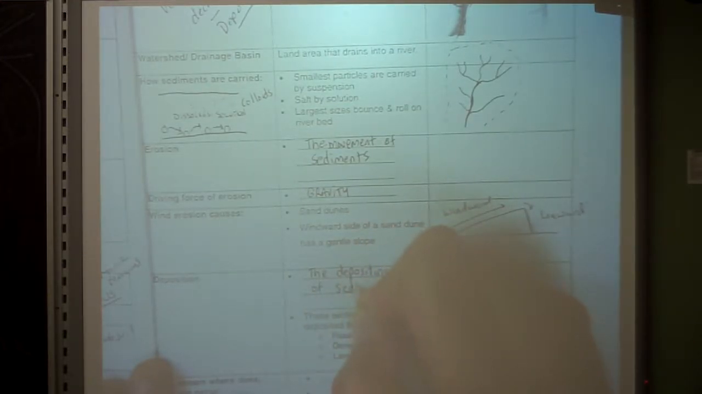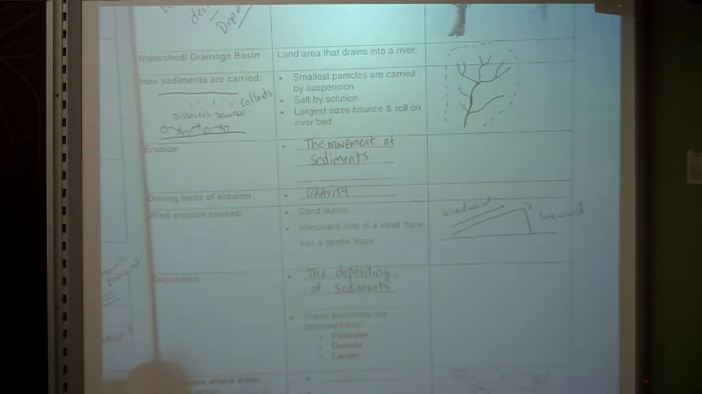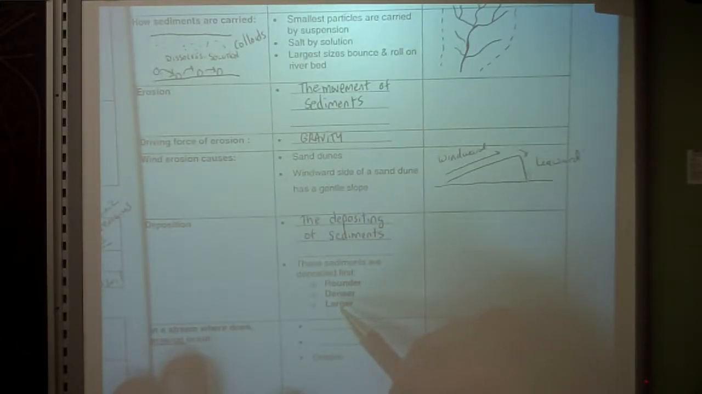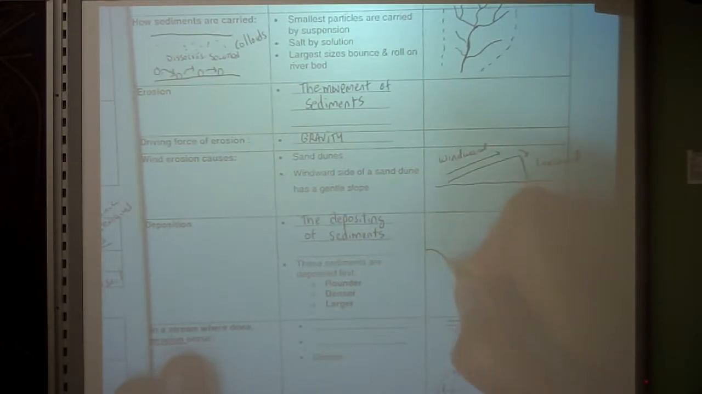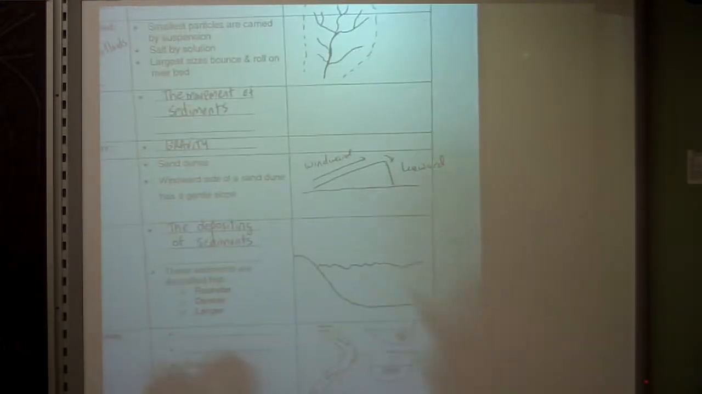Deposition. Deposition is the depositing of sediments. Okay? And the sediments are usually deposited in a sorted way if we have a stream. So let's just draw another picture that we should be familiar with over here. Here's a part of a pond, or it could be the ocean, and we have a stream flowing into that. And when the stream reaches this, what's going to happen is its velocity is going to decrease.